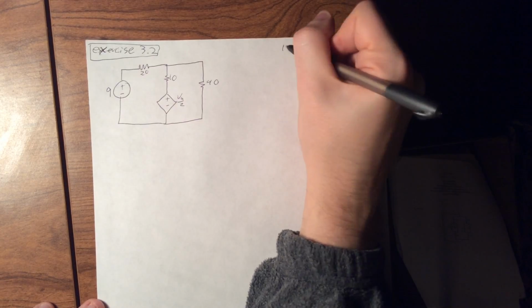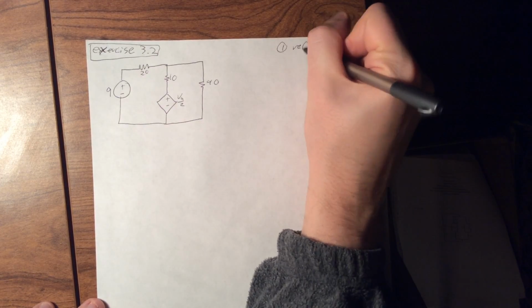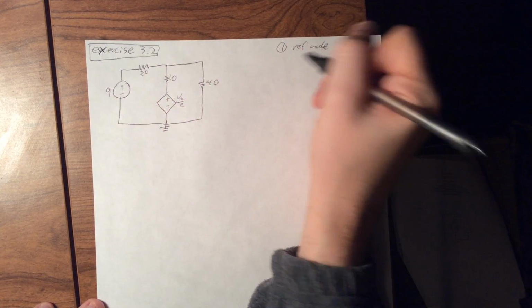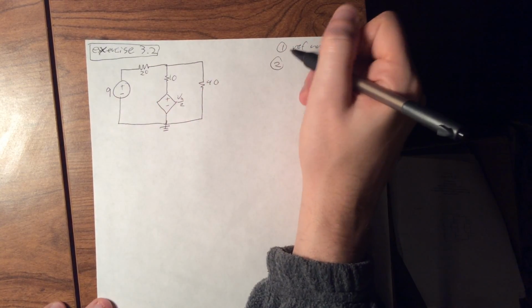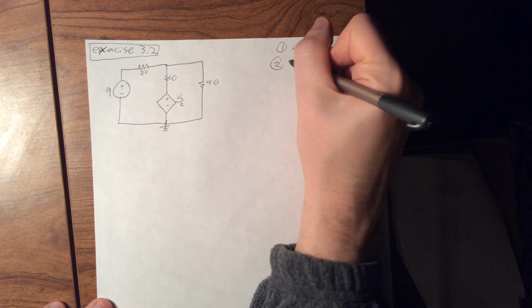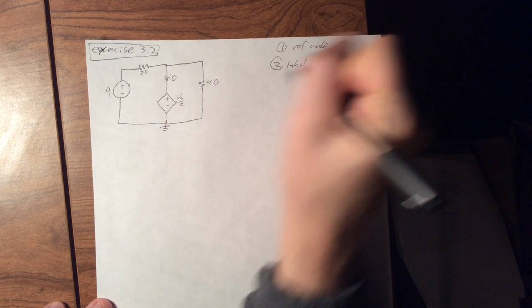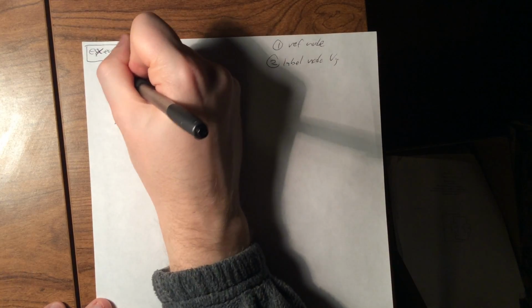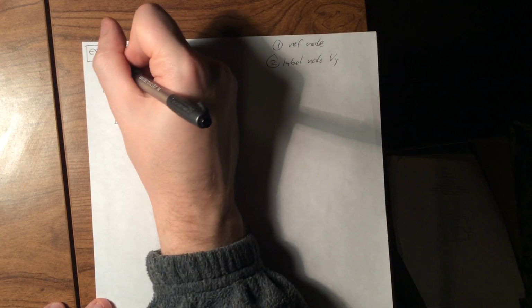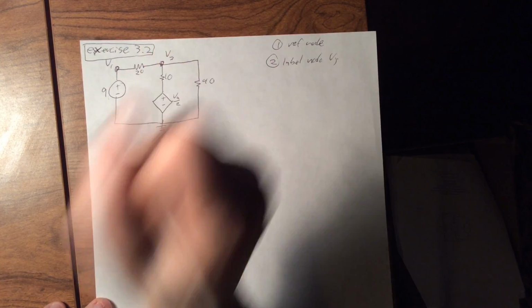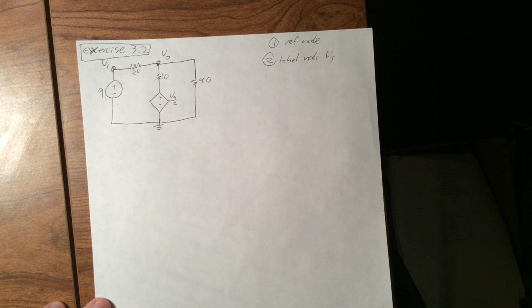Let's start with our 6-step plan. Step 1, ref node, right from here. Cool, done. Step 2, label node voltages. Because we have a power supply nearby, that's going to be V1. We've got this one, V2. I think that should be fine. And that's it. Cool, that one was easy.